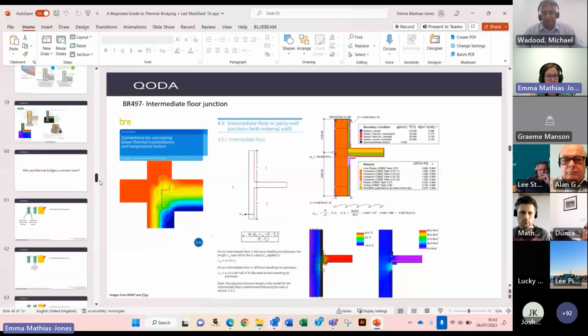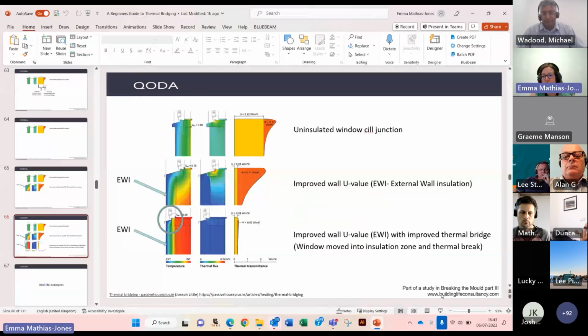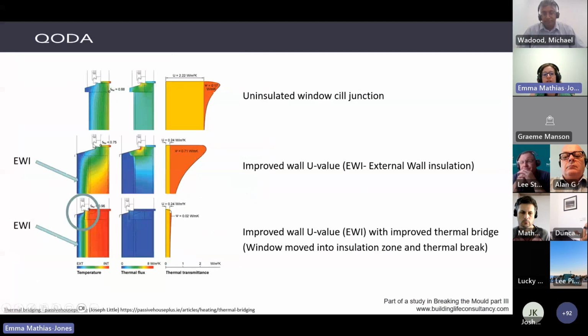In reality, what will happen is it will be this sort of scenario. If you don't think about them, your heat loss, actually insulating the wall, has very little effect overall. So you do want to think about it. You'll get cold spots, discomfort, potentially condensation and things like that, as well as that additional heat loss.